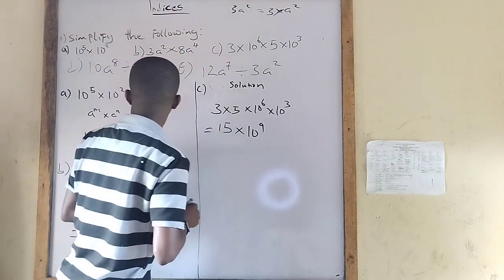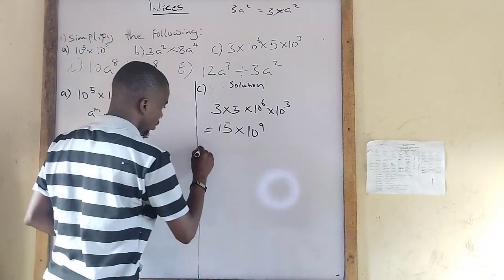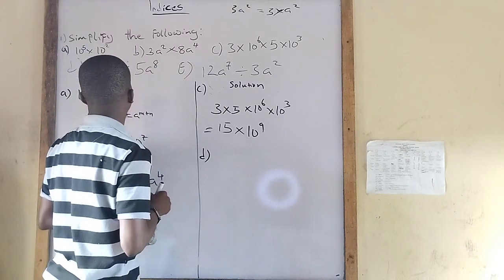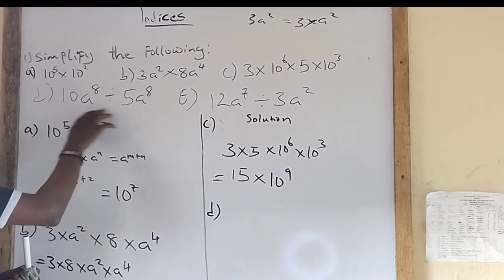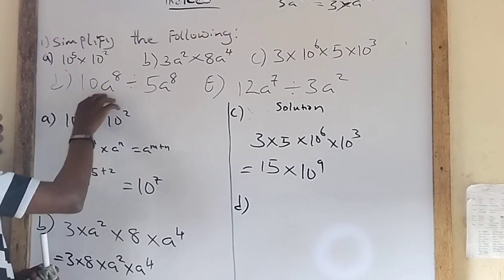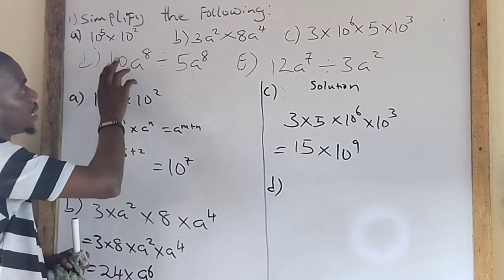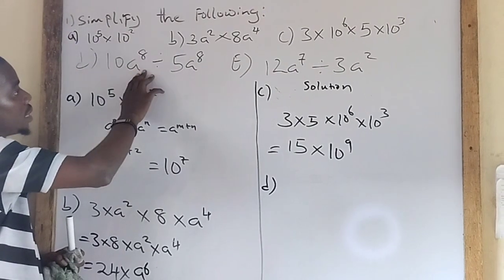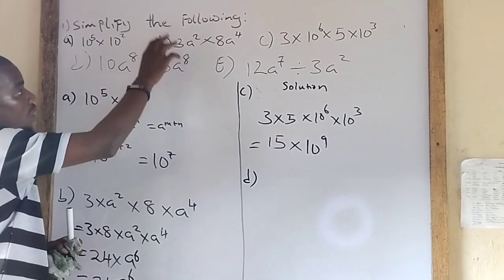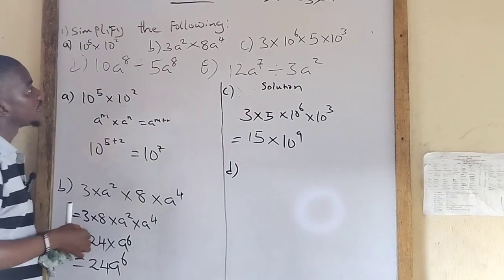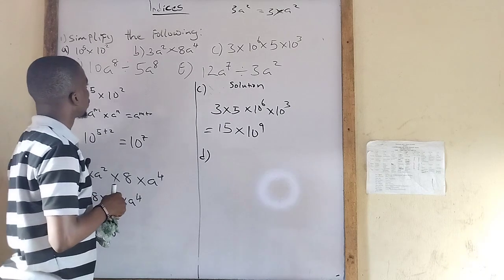All right, okay, so let's go to the D question. The D question says we should divide 10a raised to the power of 8. Okay, we should simplify 10a raised to the power of 8 divided by 5a raised to the power of 8. All right, so now what are we going to do in this question?